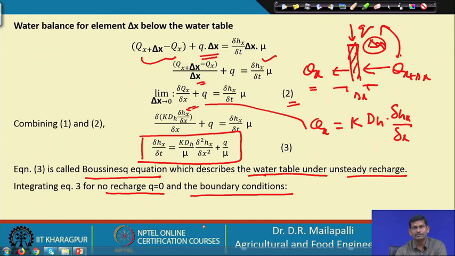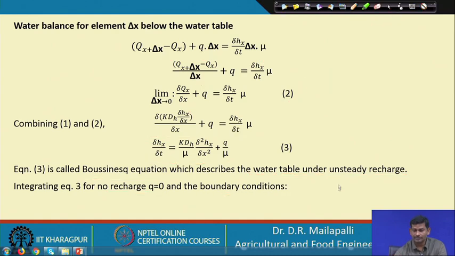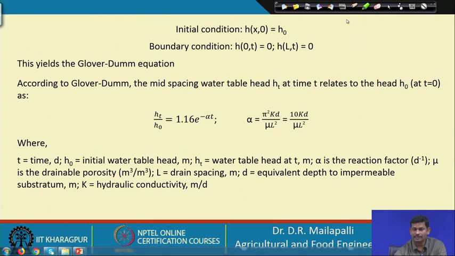So, for example, the zero recharge case. What will be the solution for this equation? The initial condition is h(x, 0) equal to h naught, that is the initial water table. And the boundary conditions are, when x equal to 0, at any time, h is equal to 0 at the drain.